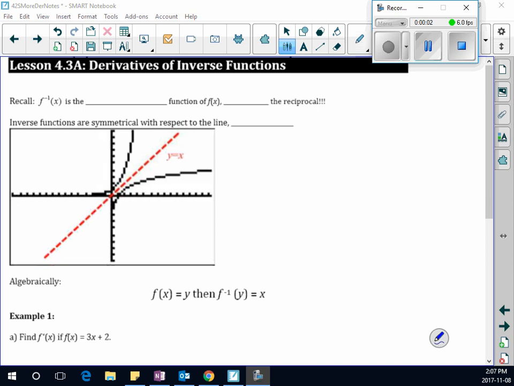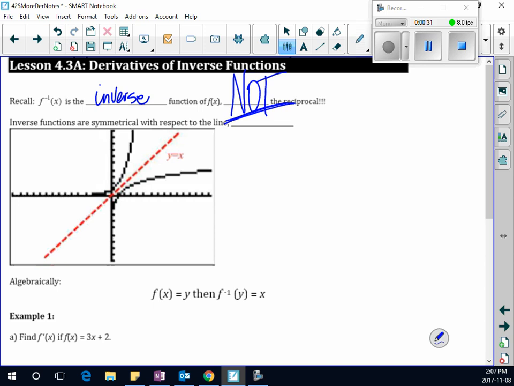Okay, so recall. That is the inverse function. Make sure the notation is capitalized like that, because some of you still think this is an exponent, and that it's the same thing as 1 over f of x. It is not. It's a notation for the inverse function.